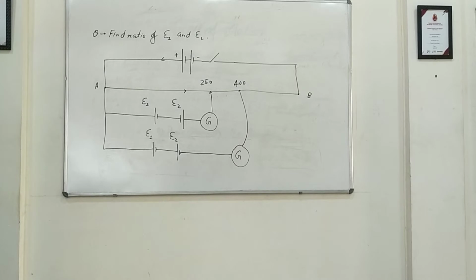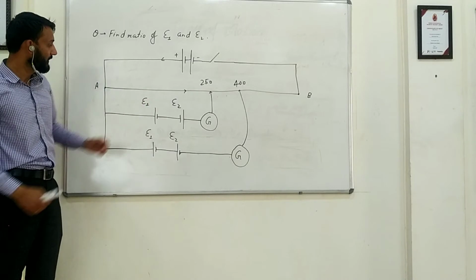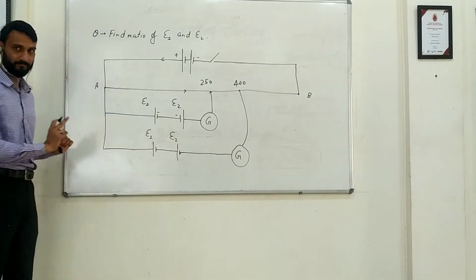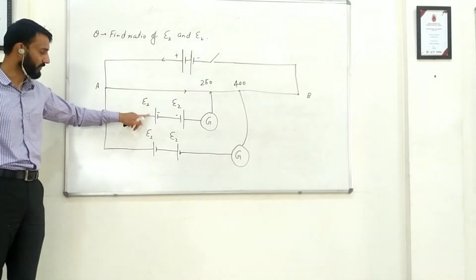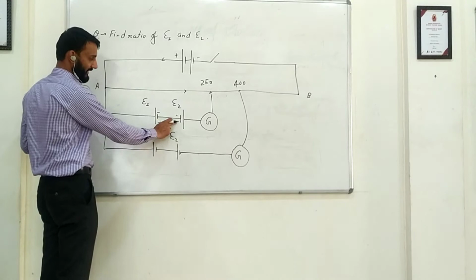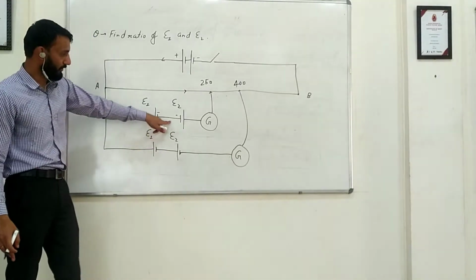Now this is the second question, and this is a very good question because in this we will understand two concepts. So we have two cells here in the first case, E1, E2, and you can see that the negatives of these two cells are connected with each other. So whenever negative and negative of these two cells are connected, its EMF is E1, its EMF is E2.